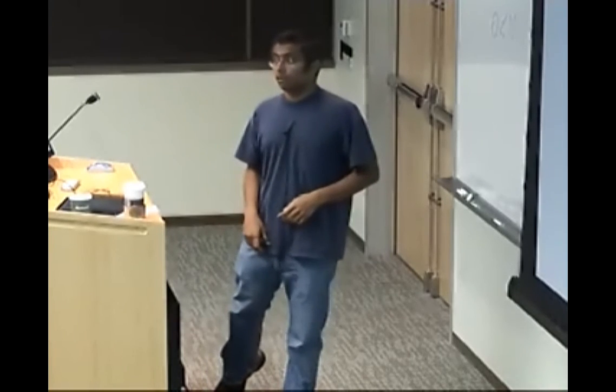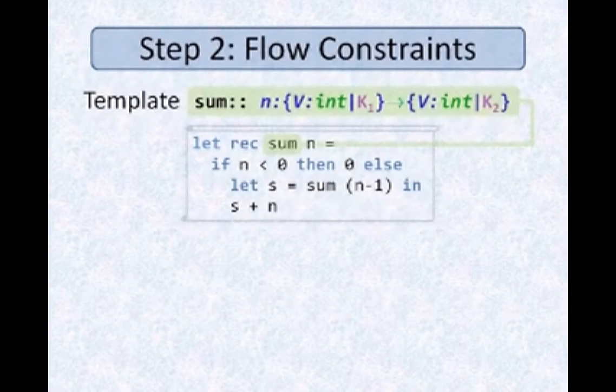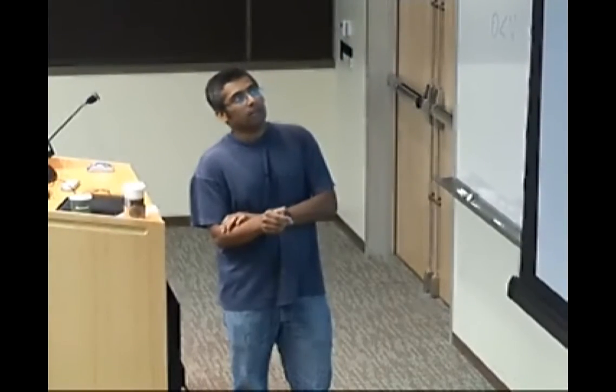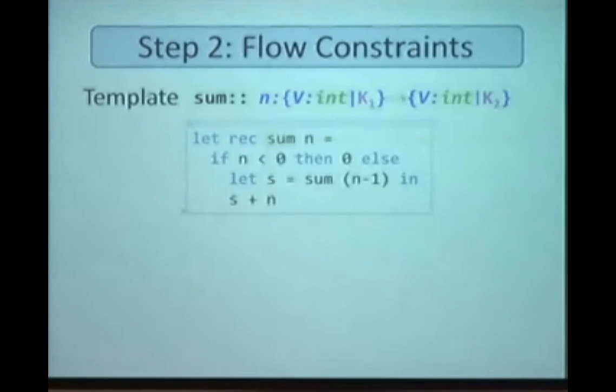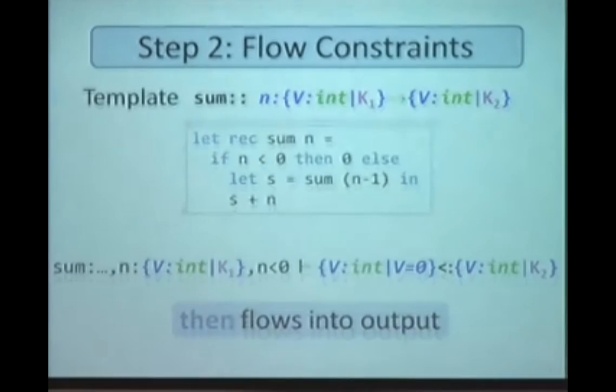Great. Okay, so let's go back to our beloved example and see what's going on. This is the template that we had for sum, such and such k1 arrow k2. Now let's look at the then branch. It says the then branch flows into the output. So what kind of constraint are we going to get? Well, let's just see what environment the then branch is evaluated in. So here's the then branch, the 0.